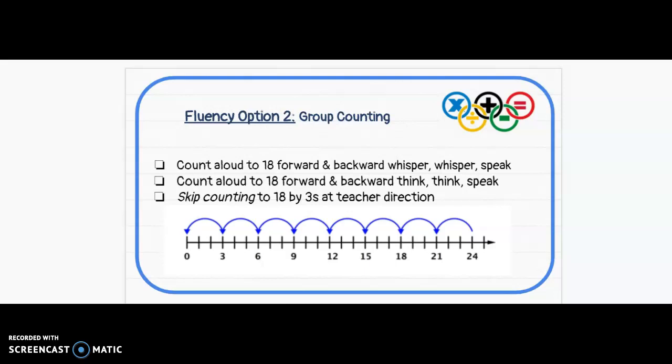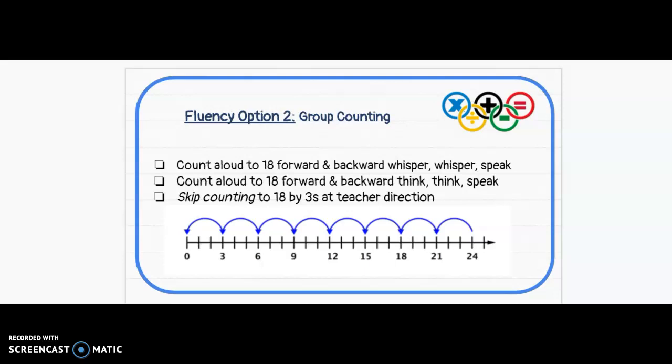All right, so we're skip counting to 18 by 3s, and this time we're going to start at the number 6 and go up to 18. Are we ready? And this time you're going to do it aloud. 1, 2, 3. Ready and count. 6, 9, 12, 15, 18. Awesome. Now we're going to count backwards from 15 to 0 by 3s aloud. 1, 2, 3, ready, count. 15, 12, 9, 6, 3, 0.